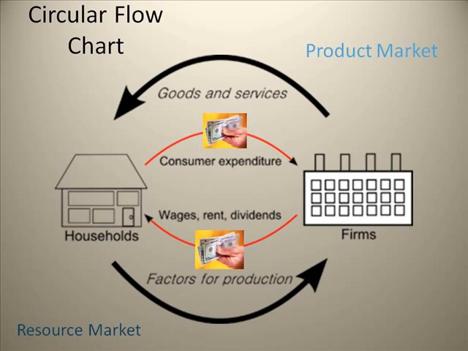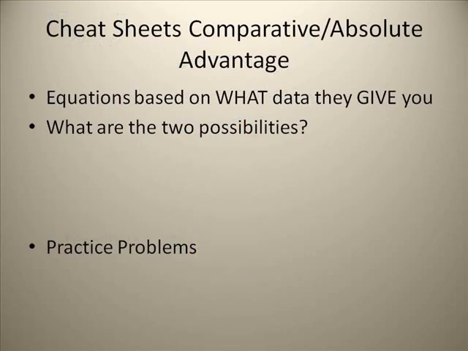Make sure, and the AP test might not have this exact model. They might have the household and firms being vertical and arrows might be going differently. But as long as you know that in the product market, firms are supplying something. And in the resource market, it's the households that are supplying something. You'll be A-okay.